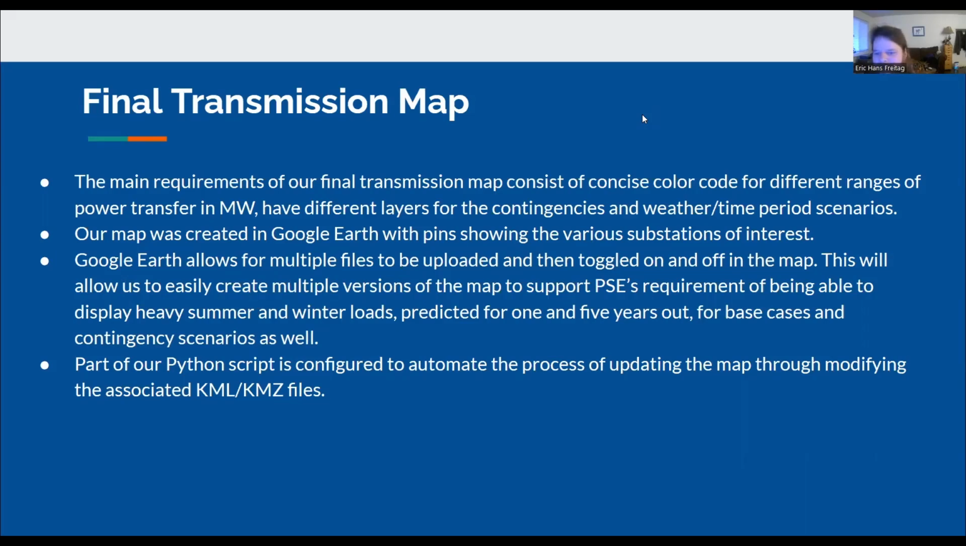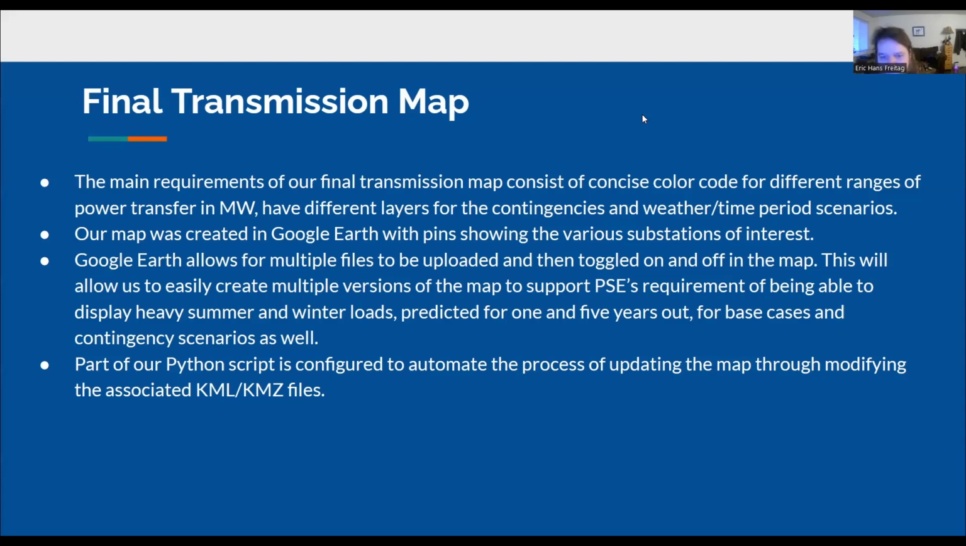So we create the map in Google Earth using pins to show all the substations that are of interest to us. And Google Earth lets us use multiple files, and they can be toggled on and off on the map. This means that we can create all the different layers for the different summer and winter loading situations and the number of years out in the projection, so that the map can be dynamic and we can show what we want to show.